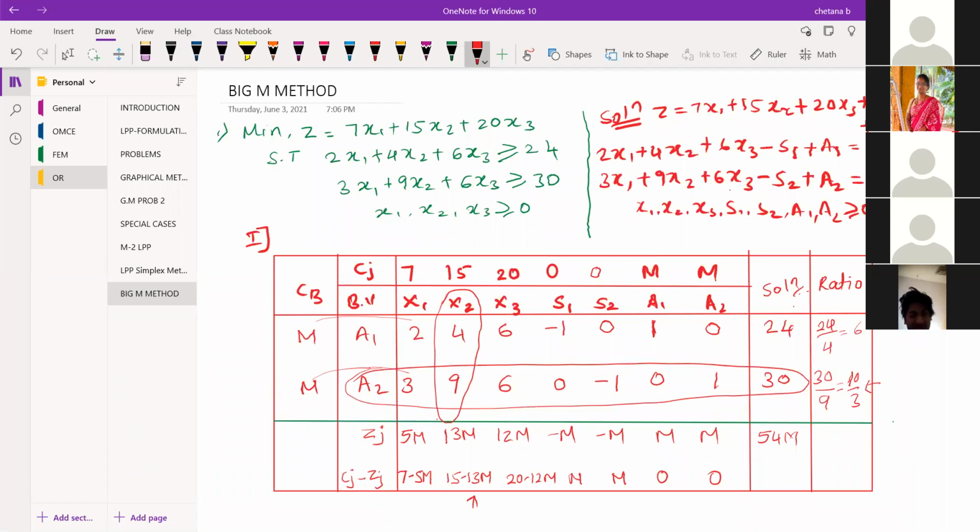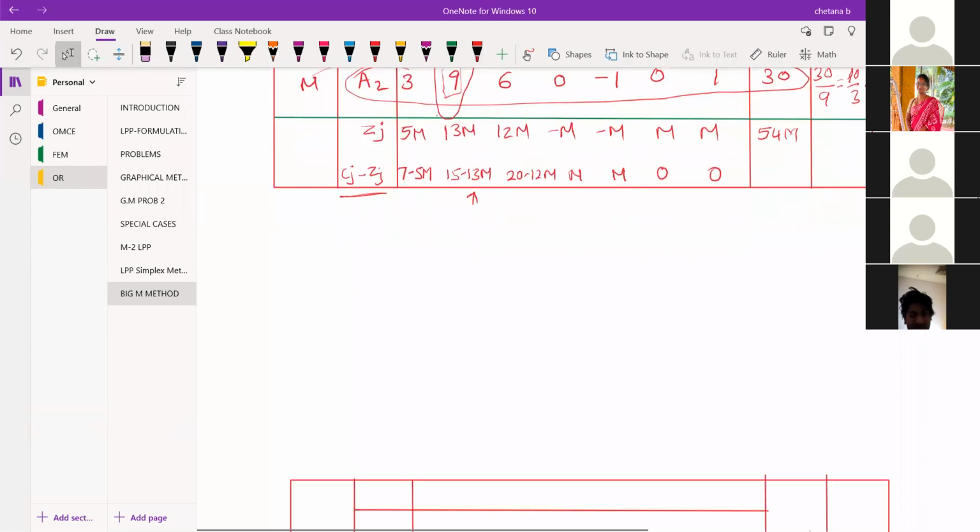So we have got the key column and key row, and this is the key value, 9. In the ratio, we need to take the minimum. Every procedure is the same except Cj minus Zj. Okay, everything is the same. Coming to the next part now.